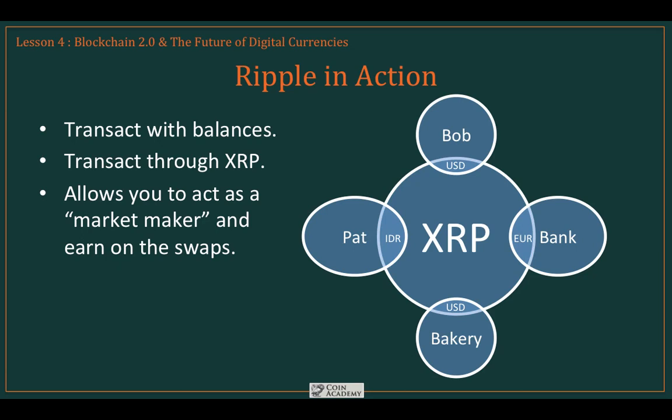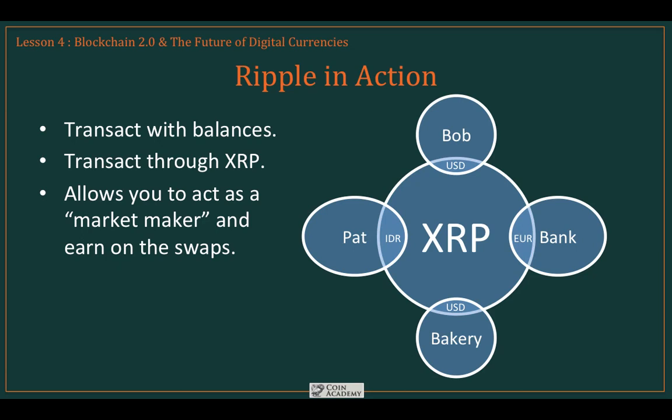Now, in this network, we show 4 market participants. We have 2 individuals, Pat and Bob. Pat likes to transact in Indonesian rupiah. Bob likes to transact in US dollars. We also have 2 institutions, a bank, which transacts in euros, and a bakery, which transacts in US dollars.